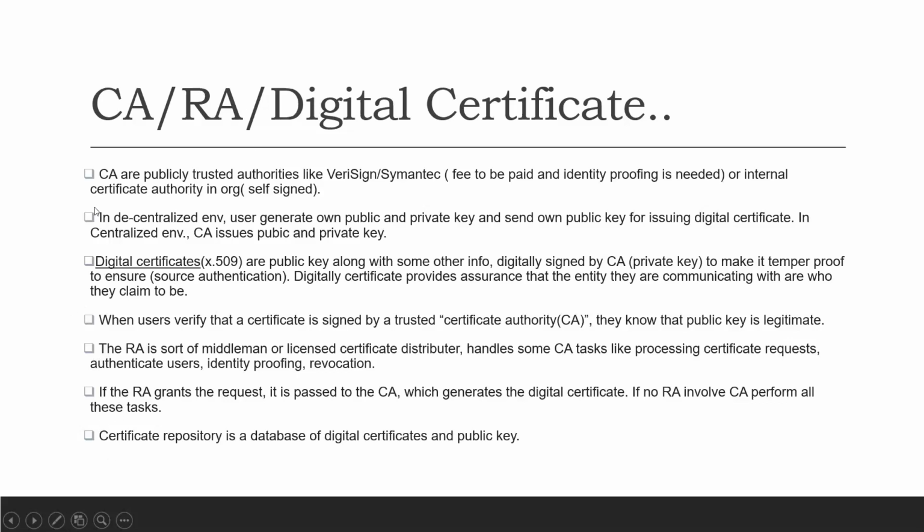What role does the RA play? Because the CA is playing all this role. The RA is a sort of middleman or licensed certified distributor that handles CA tasks like processing certificate requests, authenticating user identity proofing, and revocations. So the RA is like the CA.